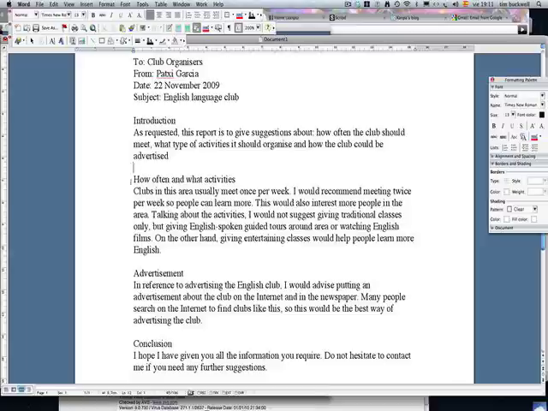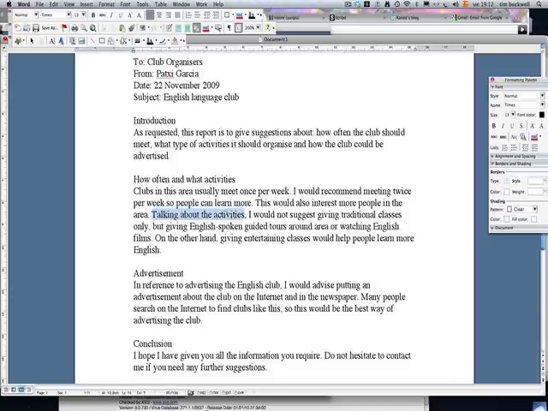The main paragraphs are then headed how often and what activities. Here we've followed a standard sentence development in that we have an idea and we have a reason for this idea. I would recommend meeting twice. This would interest more people in the area. So it's an idea and then a reason.